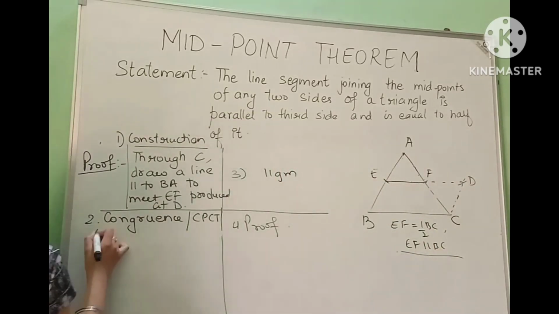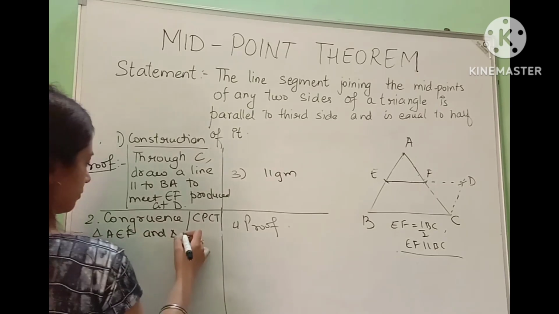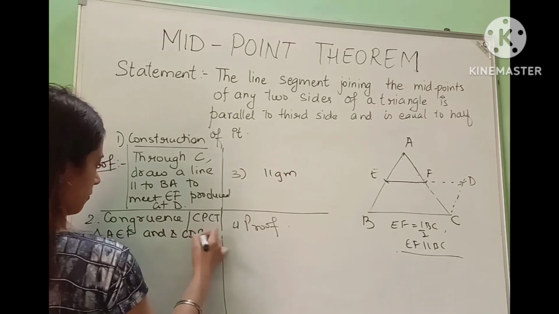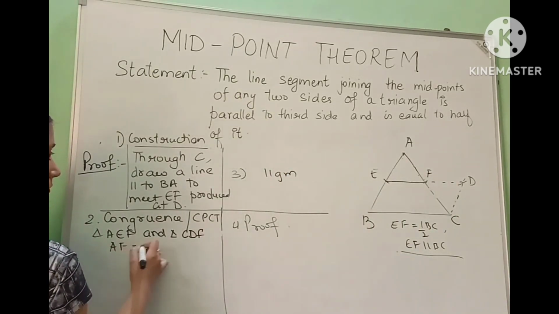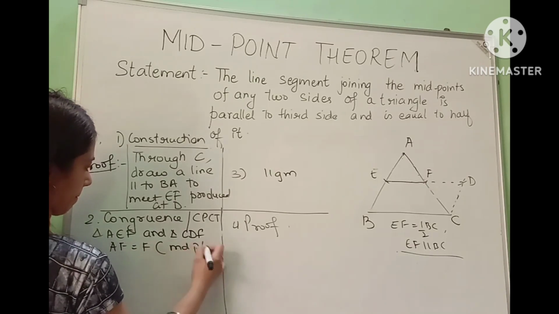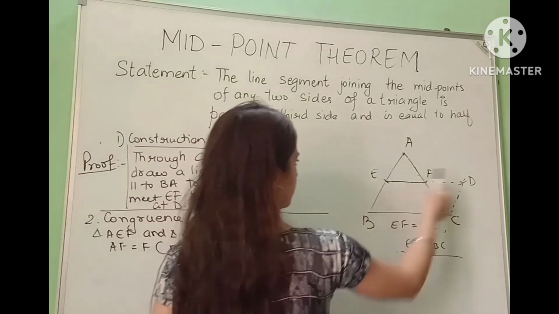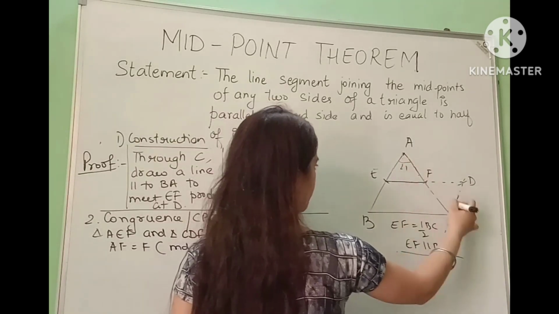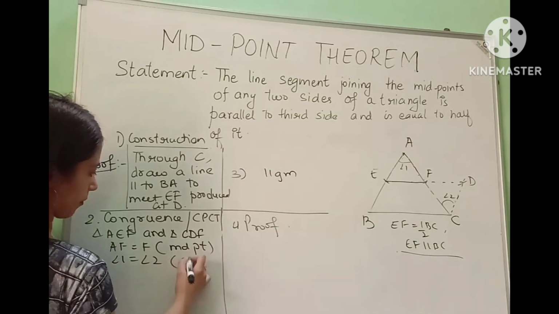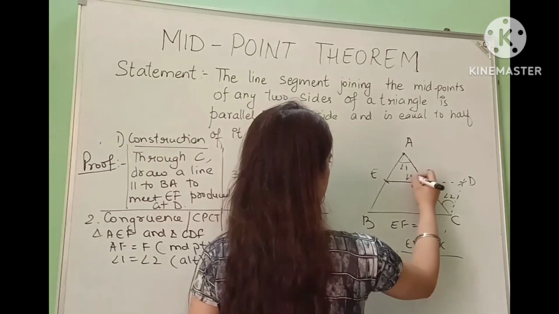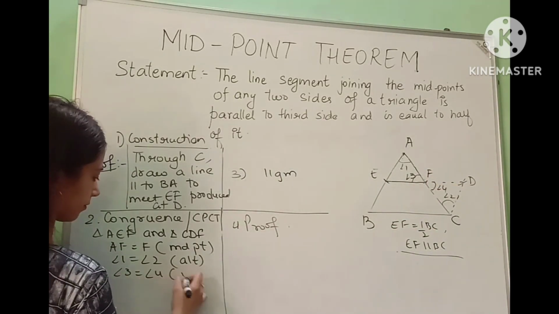Now we need EF and BC. So it means AEF and FDC. I'm going to take these two triangles, and the congruency will happen in these two triangles. So AEF and CDF, I have taken two triangles. Now F is the midpoint, that means AF and FC are equal. In the construction, I have taken CD parallel to AB. That means AE and DC are also parallel. So I can take the two angles as equal to each other by alternate angles. Now at the F portion, angle 3 and angle 4 are vertically opposite, so they are also equal.